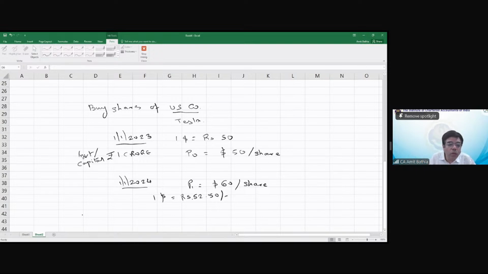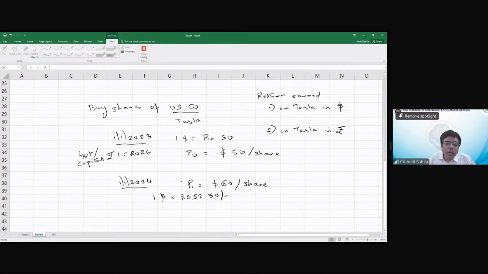Now you have to calculate over here what is the return earned on Tesla shares in dollar terms and on Tesla shares in rupee terms. So very simple. This is something which we have done earlier also in your financial management, right?